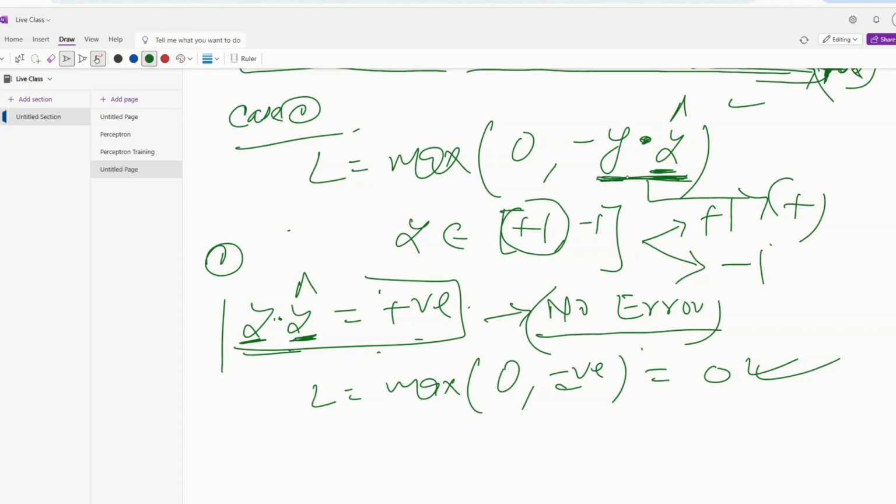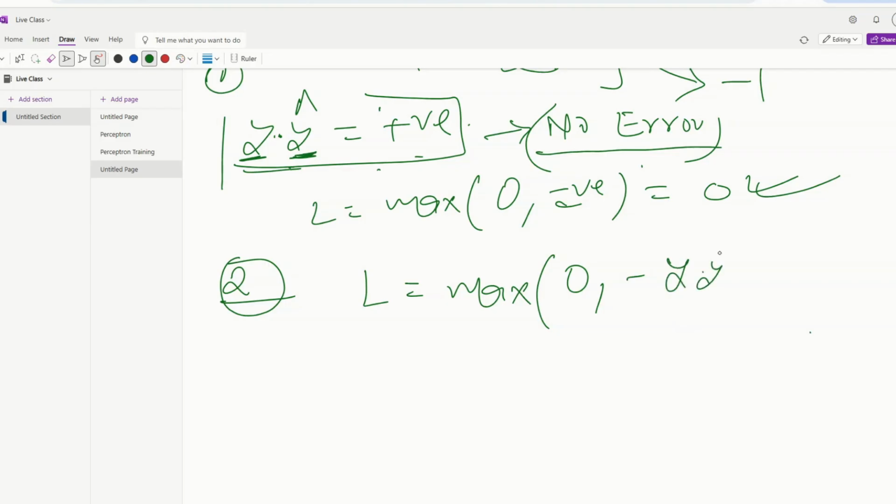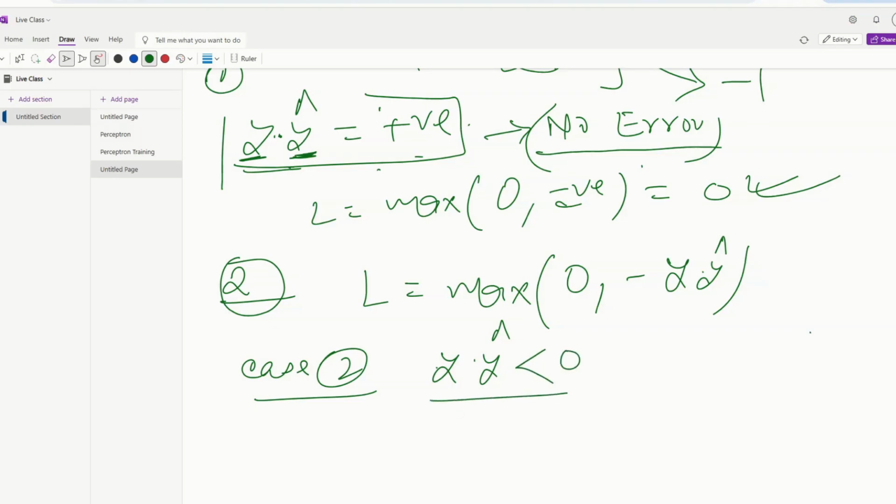You got it, right? Now let us understand case number 2. I told you this concept: if there is no error, loss is 0. Now, my function is max of 0, minus y into y predict. Case number two, let's suppose y into y predict is less than 0, I mean negative. In case of positive, there is no error, but in case of negative, I'm just multiplying two numbers and the multiplication is coming out a negative number.